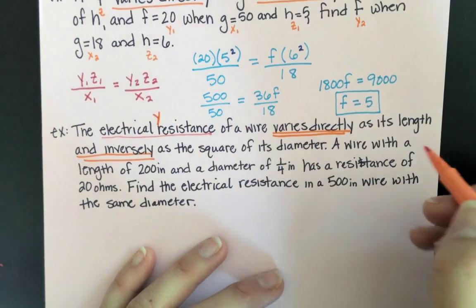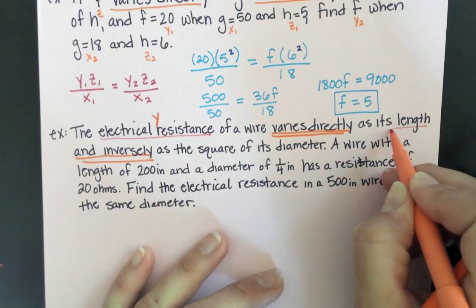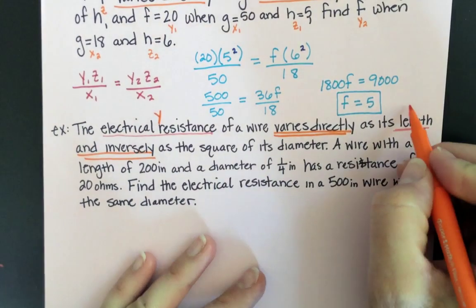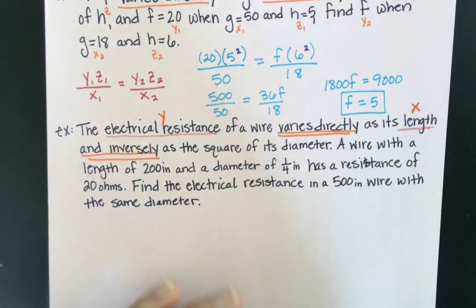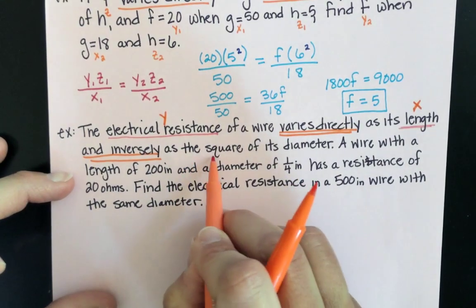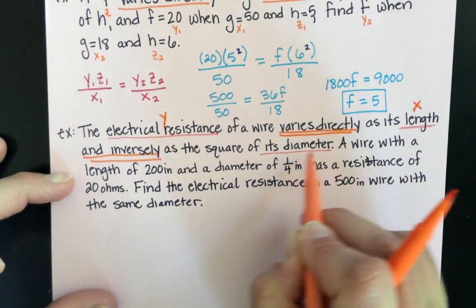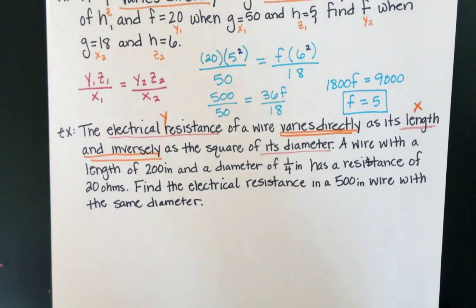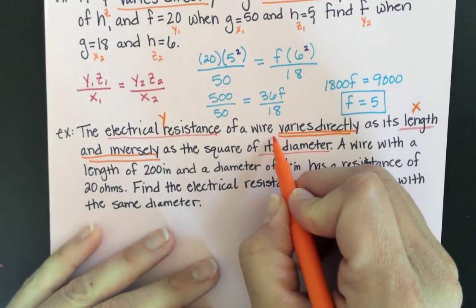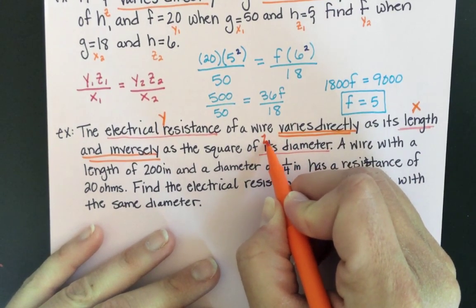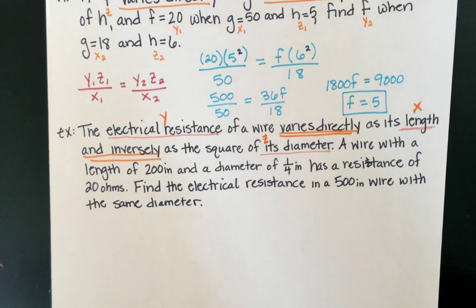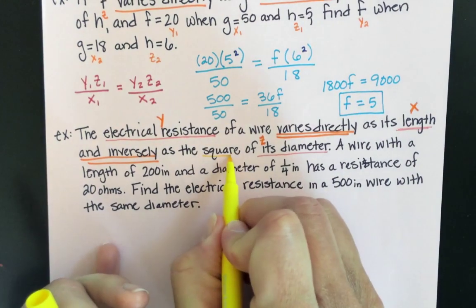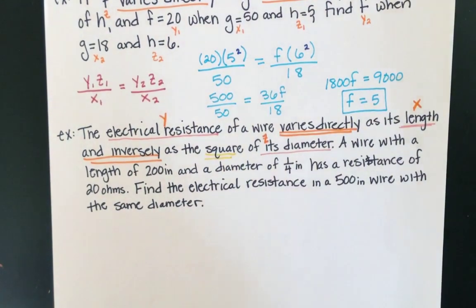We have that the resistance varies directly with its length. So our length is our x. And then it says as the square of its diameter. So a wire actually does have a diameter to it. And I know those of you that may have gone to a craft store, they talk about the gauge of a wire, and that's actually how thick the wire is. But don't miss, again, the fact that we're going to have to square that.